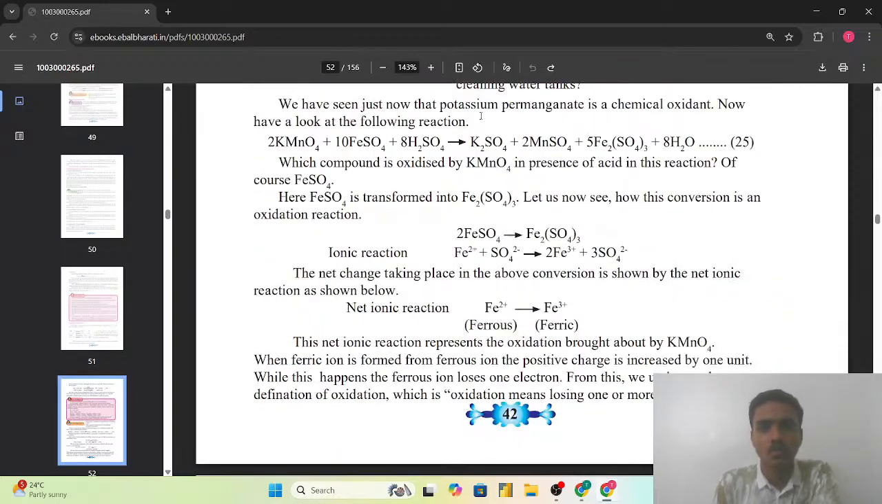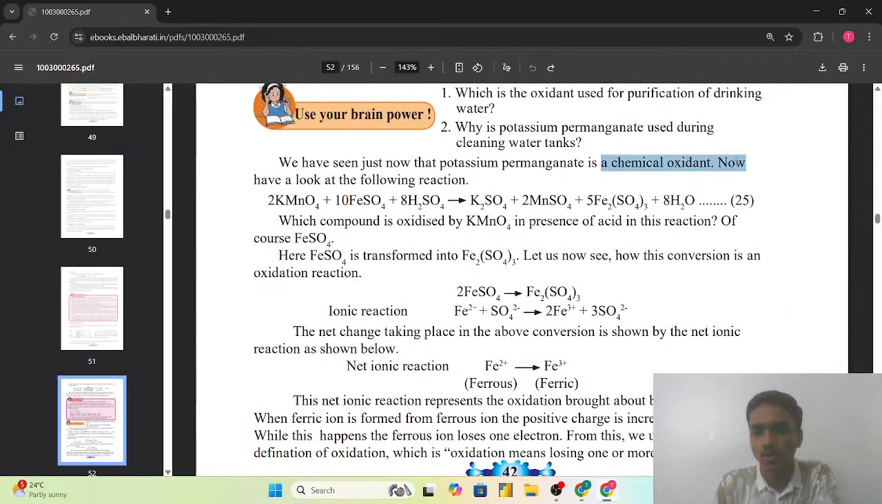We have seen just now that potassium permanganate is a chemical oxidant. Now have a look at the following reaction. This is again one of the most important reactions from all perspectives. तो ये reaction को हमें अच्छी तरीके से समझ लेना है. And I will also try to explain this reaction as simply as I can.